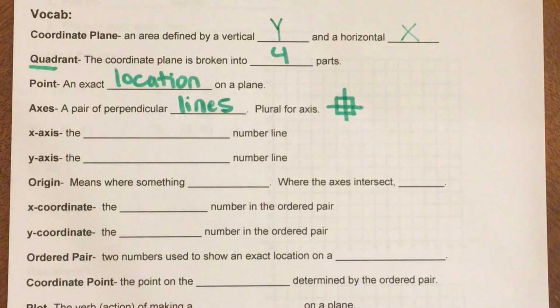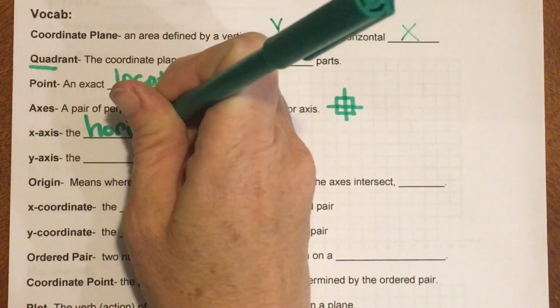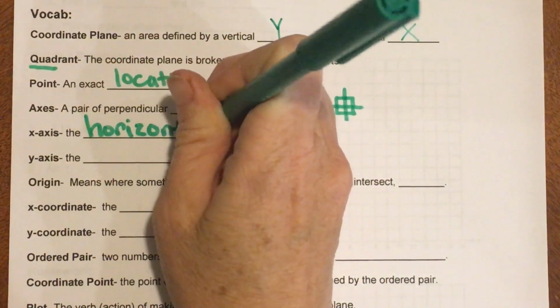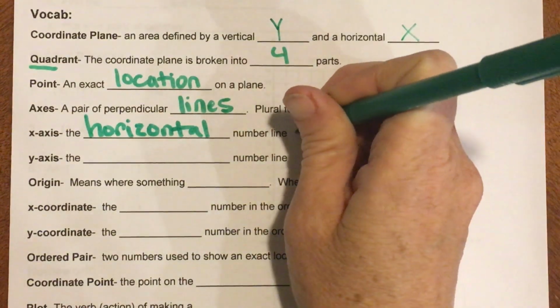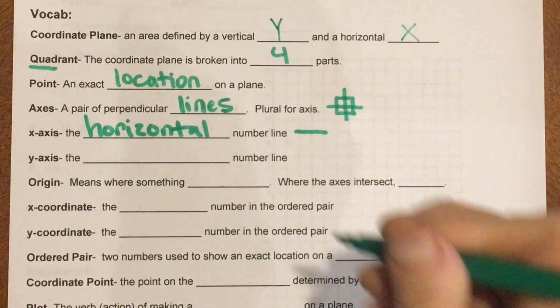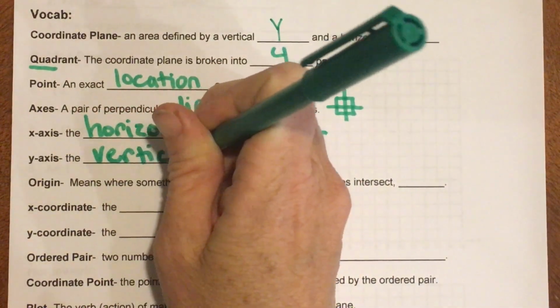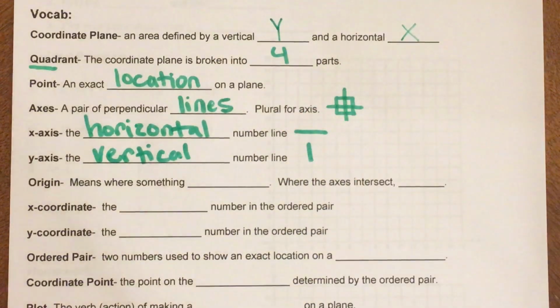Well, one of the lines is called the x-axis. The x-axis is the horizontal number line. So horizontal is this direction. Okay, our other line is our y-axis. So our y-axis is the vertical line, the vertical number line. So it's this one, the one going up and down.